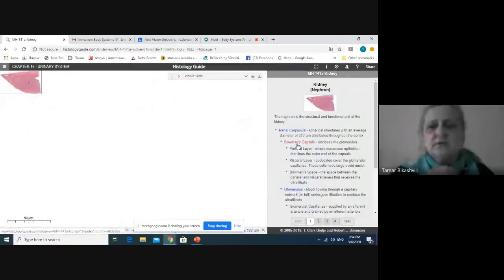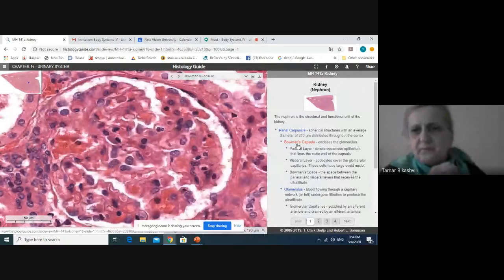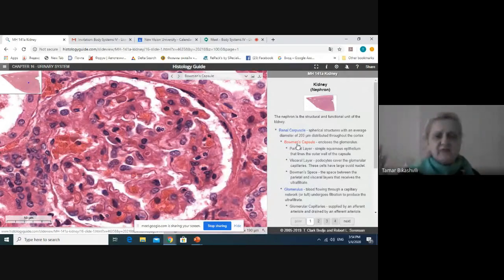Yes, Bowman's capsule. So what's Bowman's capsule? Bowman's capsule is the covering capsule which covers the glomerulus. This is the glomerulus. Capillaries are here. It's Bowman's capsule, and this is Bowman's space here. The parietal layer has squamous cells, you can see the elongated nuclei of the cells, and the visceral layer is formed by the podocytes, and also there are mesangial cells, as here.